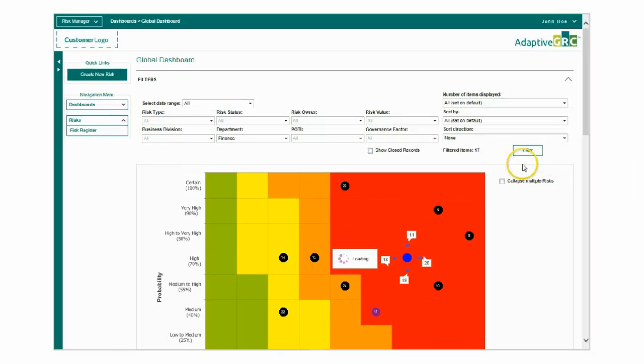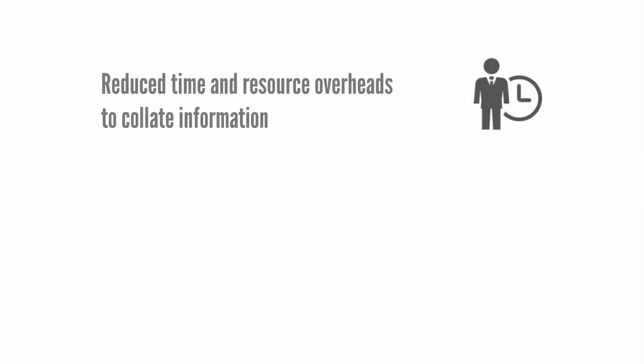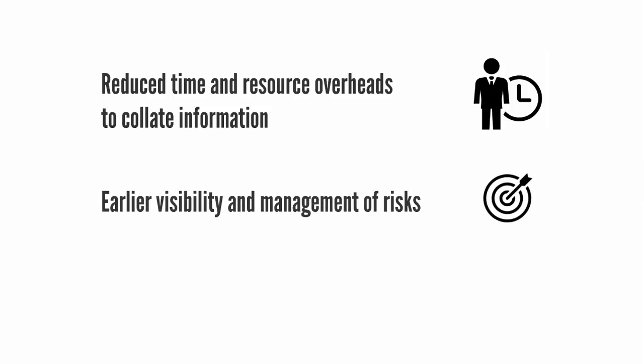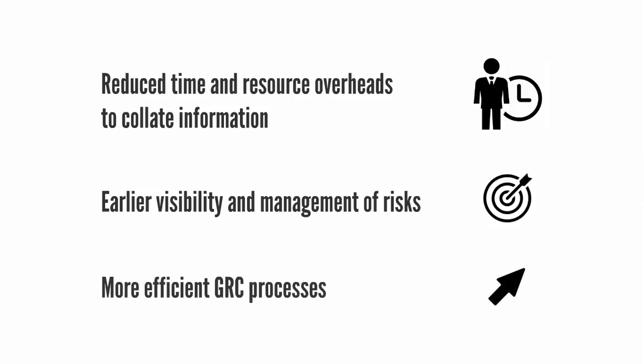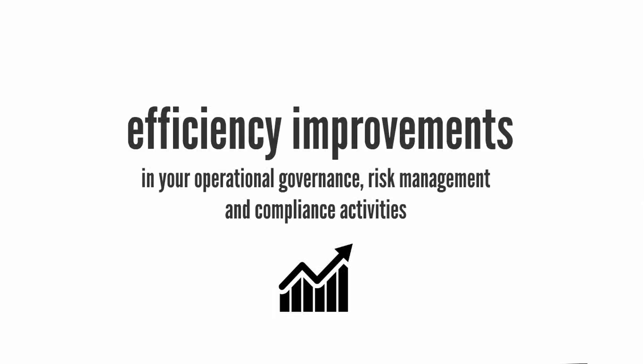That would create significant monetary savings, reduce time and resource overheads to collect information, earlier visibility and management of risks, more efficient GRC processes. Because AdaptiveGRC is ready to roll out of the box, it is also a solution that can act as a catalyst to help accelerate the rapid transformation of your GRC executive reporting. It can also be a catalyst to efficiency improvements in your operational, governance, risk management and compliance activities.